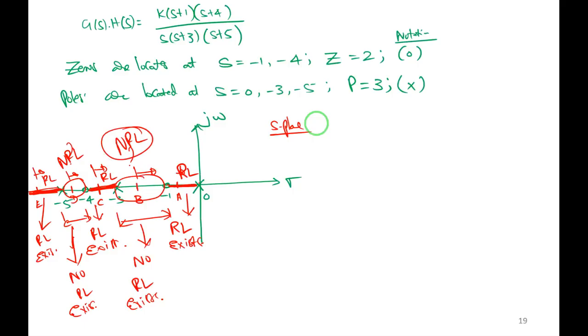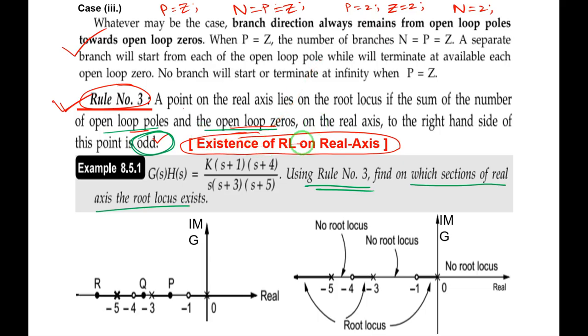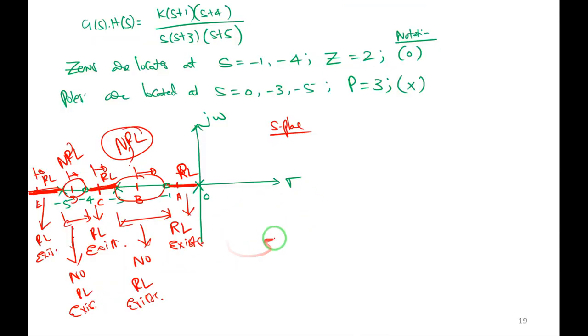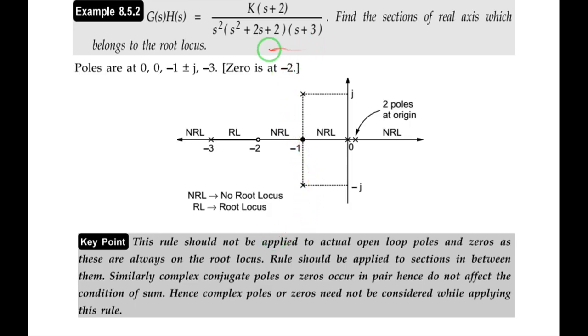So rule number 3 will speak about the existence of root locus only on real axis, not on imaginary axis, only on real axis, right? The same thing has been given here and I have told you, right? Next, we'll take up this example once again, another example.